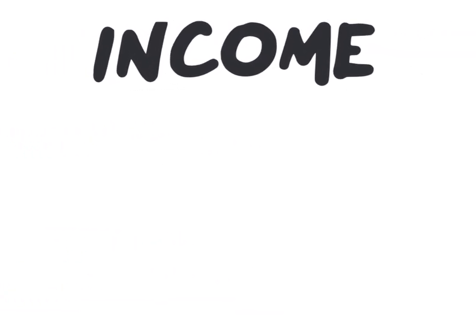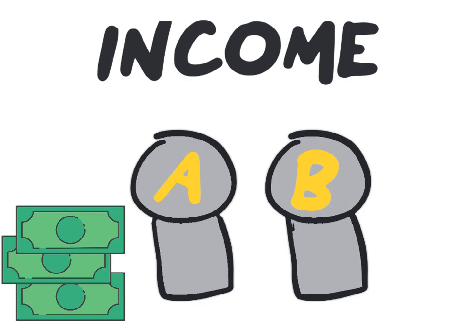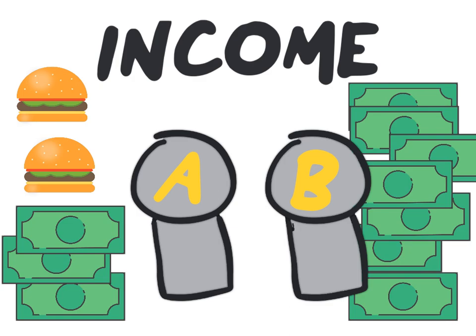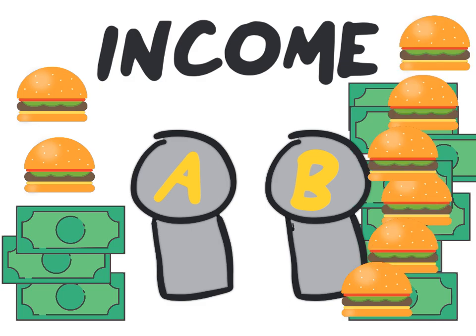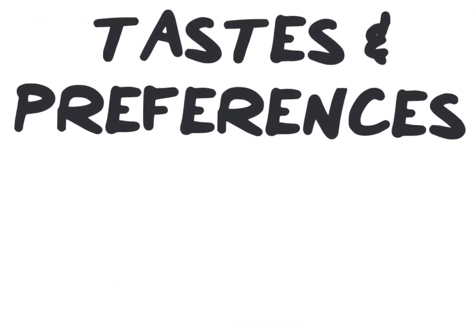The next factor, income. Consider the following two consumers. The quantity of burgers demanded by consumer A depends on his income. Given his income, consumer A will demand 2 burgers. Consumer B, however, has a higher level of income. In turn, this means that consumer B will demand more burgers as opposed to consumer A. If income increases, the demand for the product will also increase. And this will be illustrated as an entire shift of our demand curve.